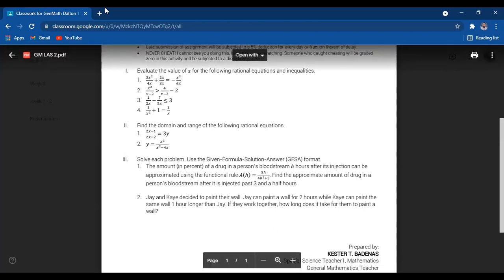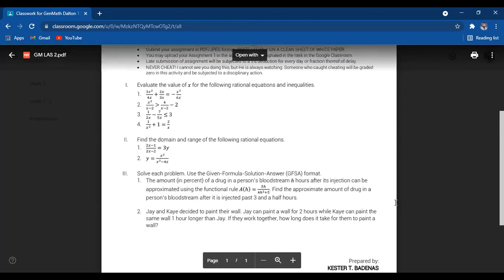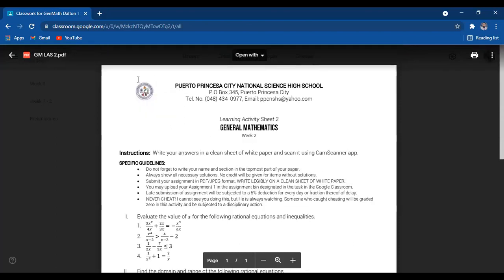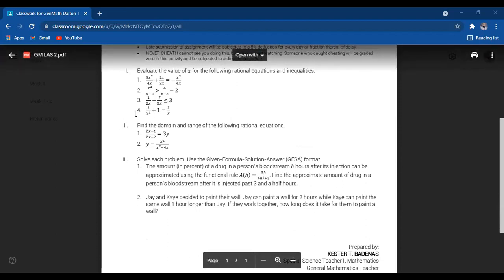Wait lang ha, kunin ko lang yung portfolio ko ng mga assessment. Ayan, class. Diyos ko. Oh my God. Hindi pala siya dapat bonus. Okay.